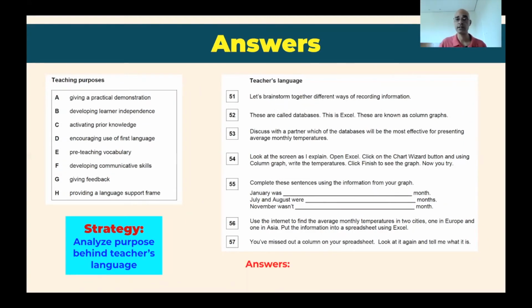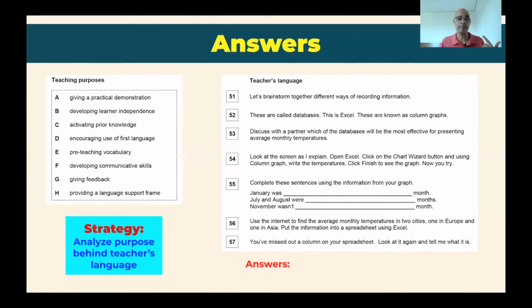So the teacher is telling the students, let's brainstorm together different ways of recording information. Again, let's brainstorm together. Brainstorming usually refers to activating what students already know, relying on students' experiences, because you are brainstorming before you do something or before you teach something.